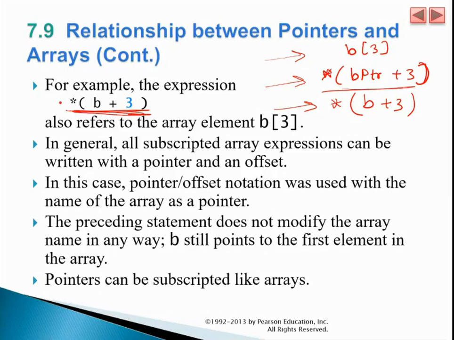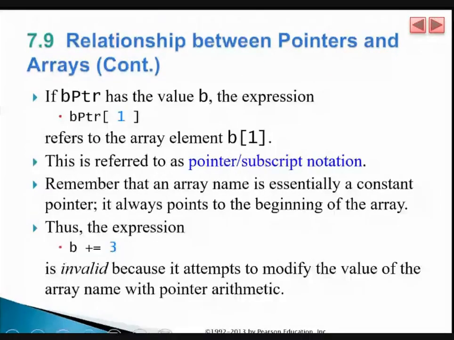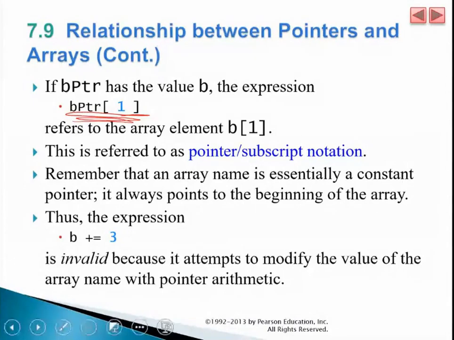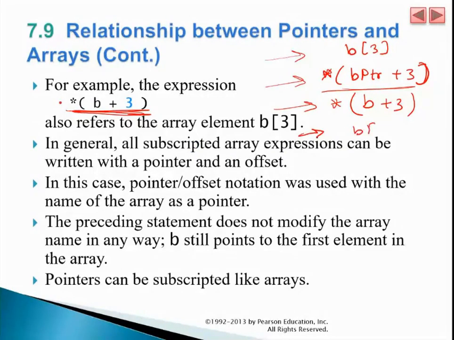One more thing is that pointers can also be subscripted like arrays. B is a pointer pointing to the first memory location, and it is actually an array name. Similarly, BPTR is also a pointer, so we can use a subscript with that also. So if you write B[1] or BPTR[1], both are valid. So there is this fourth way, BPTR[3], to get the fourth element of the array. These four statements are equivalent, and this is a very important point to notice here. All these four statements are equivalent, and you should know the reason why.